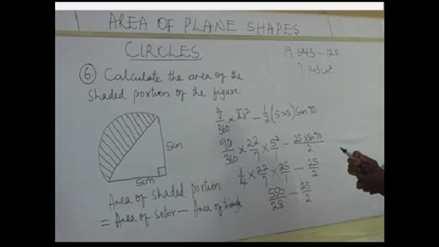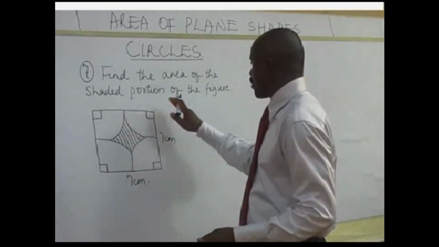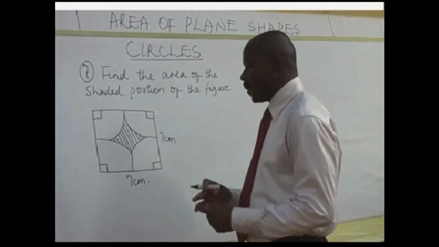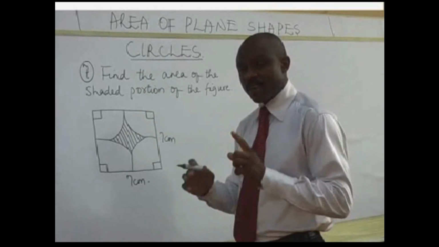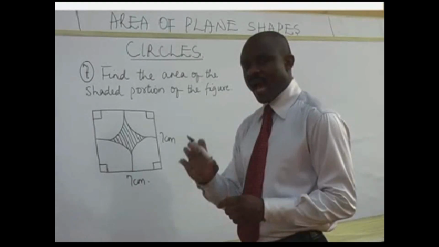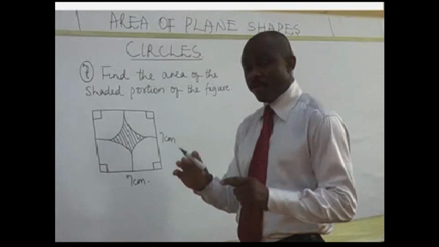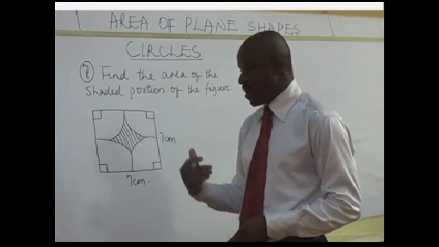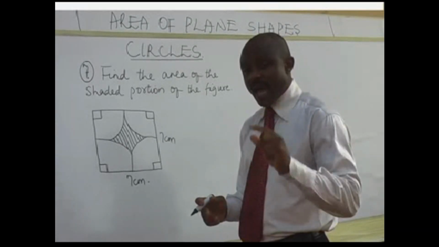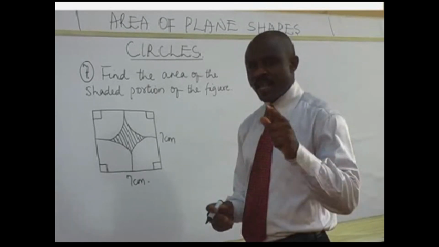The next question, number 7, said I should find the area of the shaded portion of the figure. We are in the business of finding area of shaded portions. All these selected questions are the questions you cannot run away from in your external examinations, even internal. WAEC knows about these questions. And as you are paying attention to them, you are going to deal with WAEC when the time comes. I bet you.